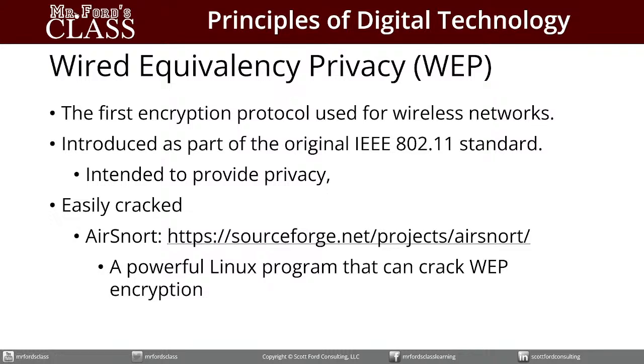We then have another one called Wired Equivalent Privacy. Don't worry about what it stands for, just know that WEP is absolute, don't use it, okay? This was the first encryption protocol used for wireless networks, so they knew they needed to do something, and this was better than nothing. It was introduced as part of the original IEEE 802.11 standard, and it was intended to provide privacy. Well, the problem is that it could easily be cracked.